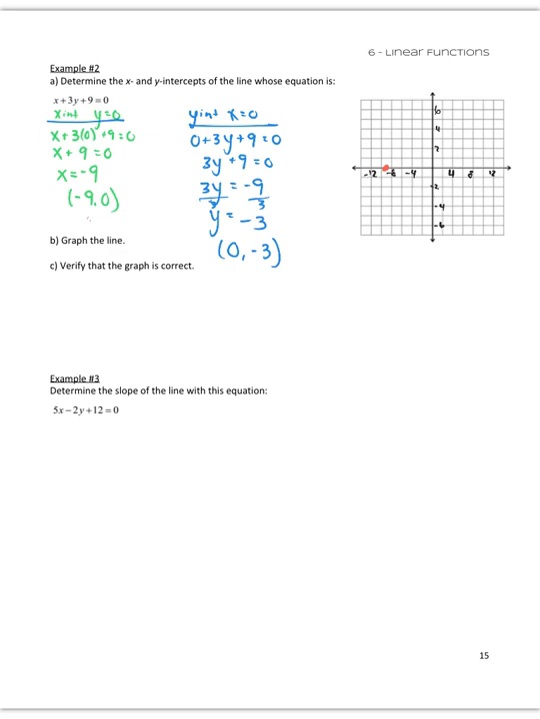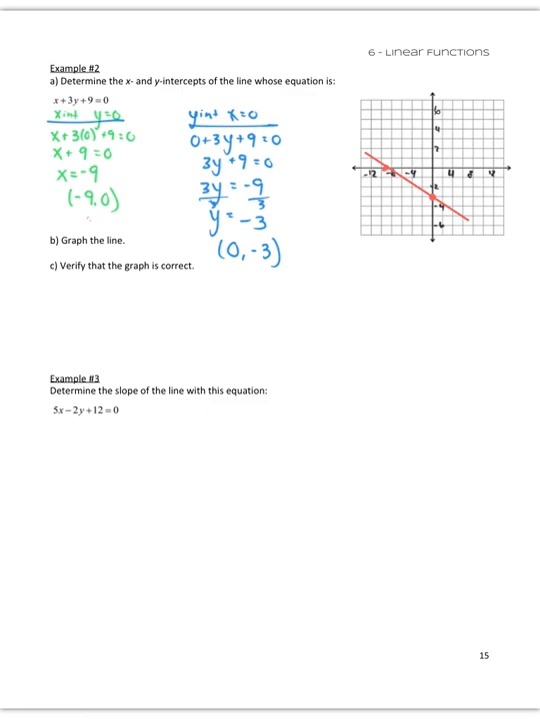And 0, negative 3 would be here. And graphing through, make sure you draw a nice straight line. I've tried to actually draw a straight line here because we're going to need it. We're going to verify that the graph is correct. Remember that means we need to select points on the line, and we're going to sub in those coordinates.